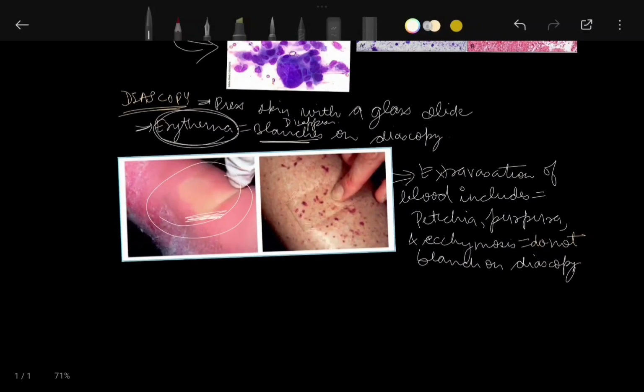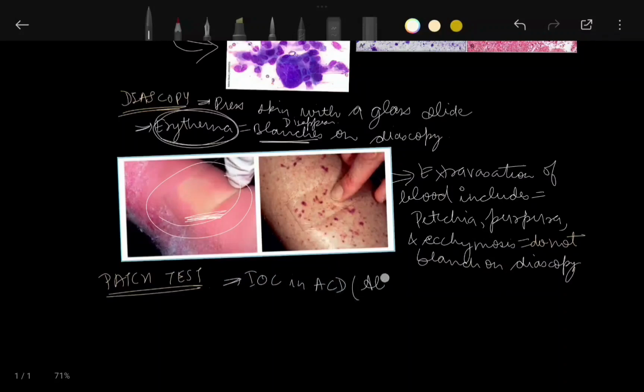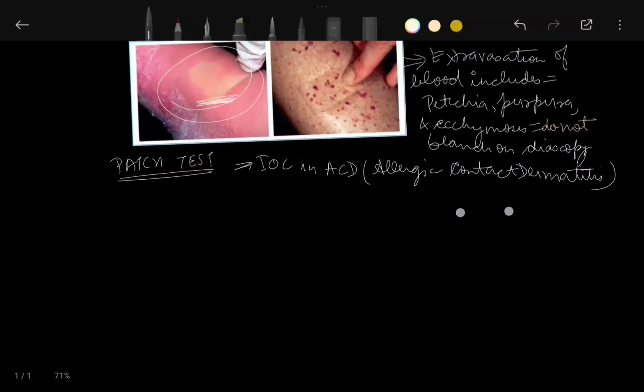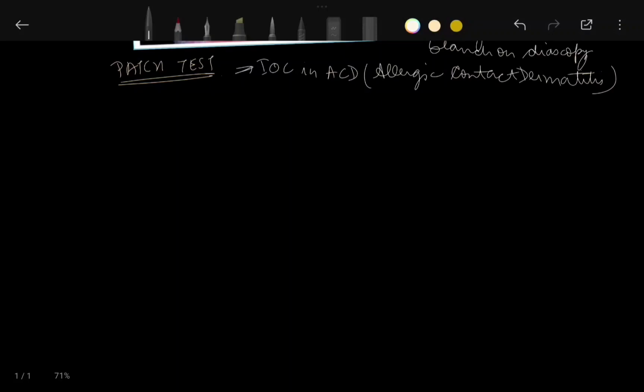After this, coming to patch test. Now, patch test. It is the investigation of choice in ACD, that is allergic contact dermatitis, and the most common site in this case is the upper back. First reading is done after 48 hours.